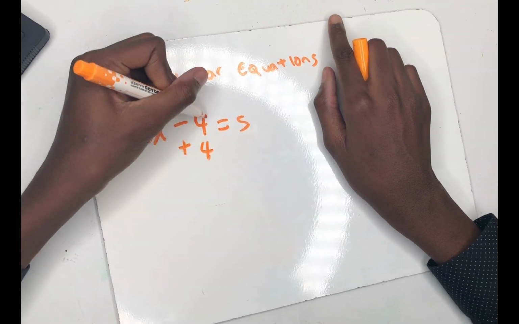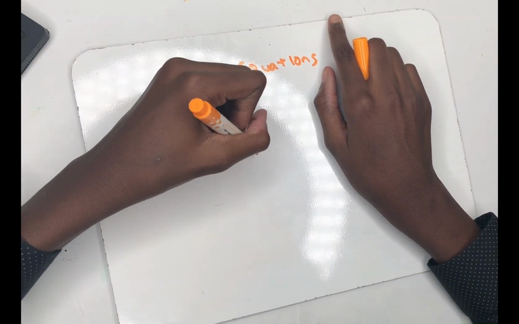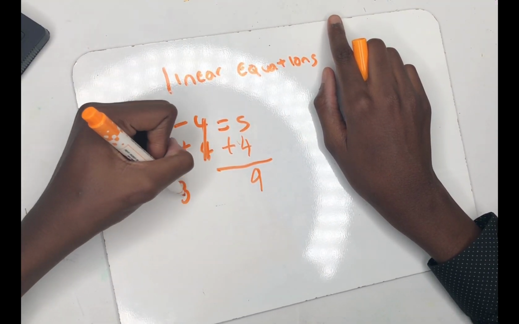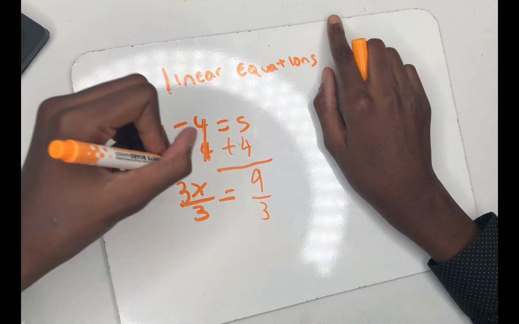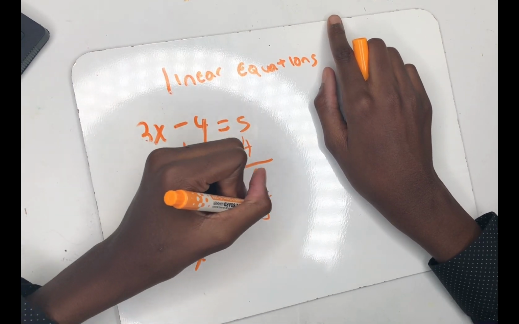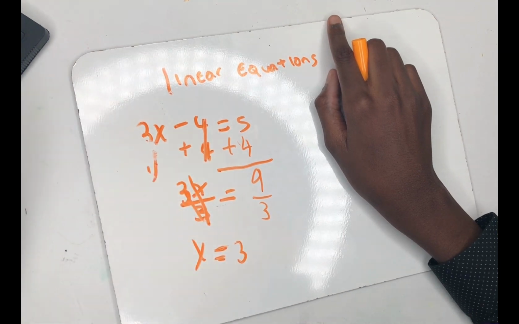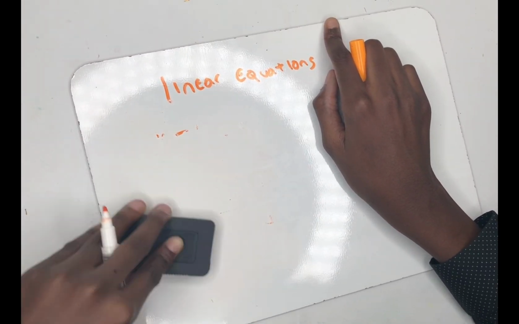Plus 4, these cancel out because they cancel each other. They become 0. Plus another 4, this becomes 9. Bring the 3x down. 3x divided by 3, which is also divided by 3 because whatever you do to the left, you must do to the right. These cancel out. X is alone. 9 divided by 3 equals 3. That's what I do. So let's move on to the next problem.